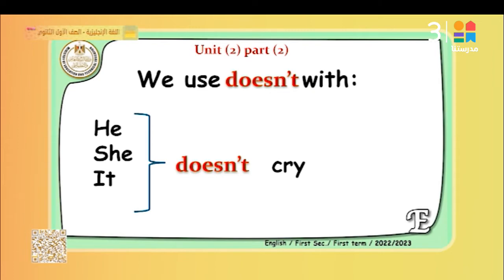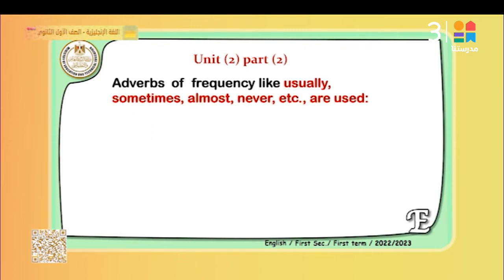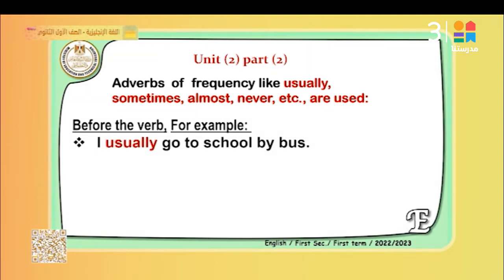Here is a very important point. Adverbs of frequency. What are adverbs of frequency? Frequency means something which is repeated again and again, like usually, always, often, sometimes. These adverbs of frequency, sometimes, almost, never, etc., are used before the verb. We use them before the verb. So we say, we usually come. I usually go. So it comes before the verb.